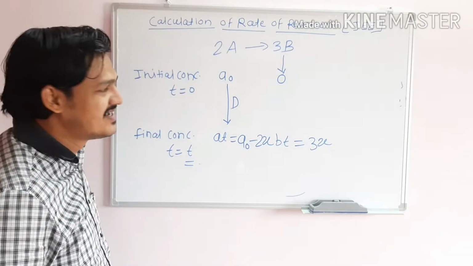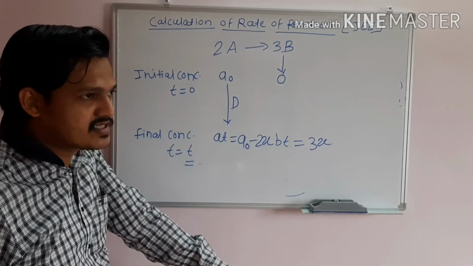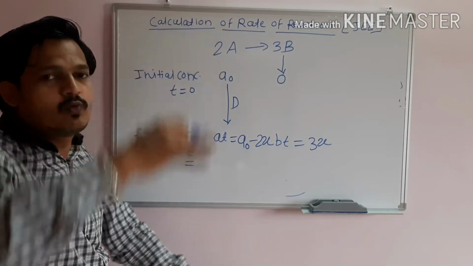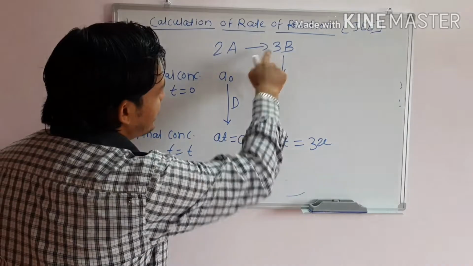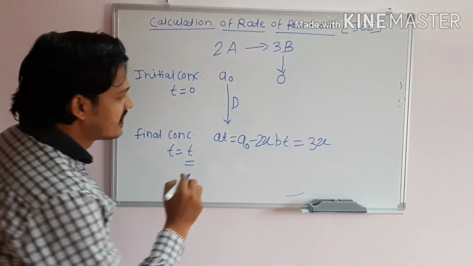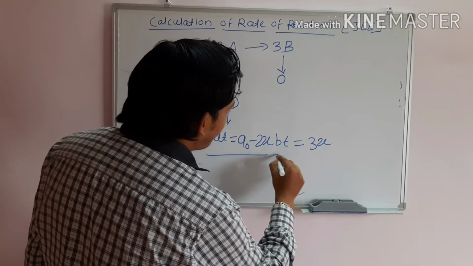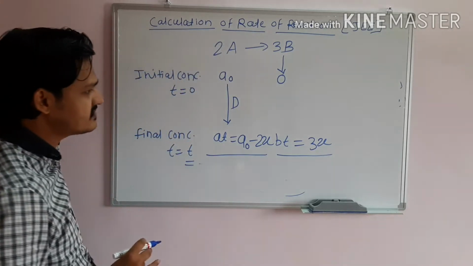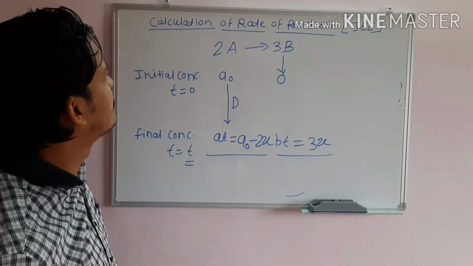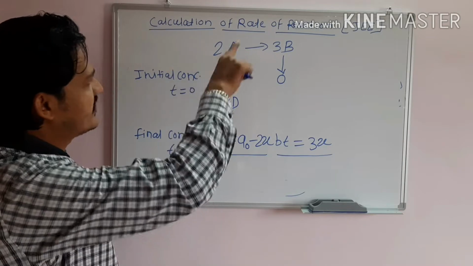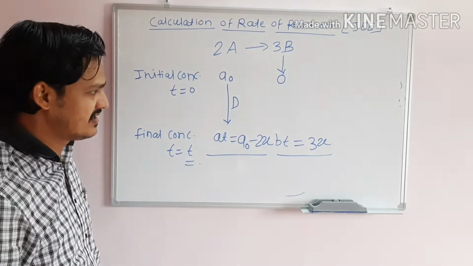Because 2 moles are decreased and 3 moles are increased. Simple. The coefficient of the product is what you have to use. This is the general way to express it. It is the basic data, or foundation, to express the rate of chemical reaction.